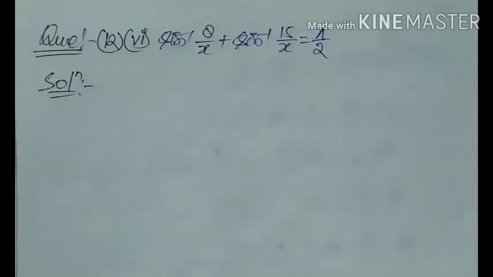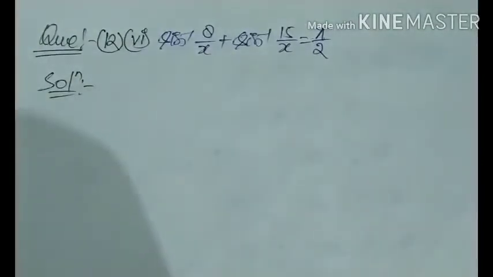Question number 12.6. The given question is sin inverse 8 upon x plus sin inverse 15 upon x equals pi by 2, and we have to solve this question for x. We can use here the formula of sin inverse x plus sin inverse y equals sin inverse of x into under root 1 minus y square plus y into under root 1 minus x square. We can use this formula, but it will be so complicated.